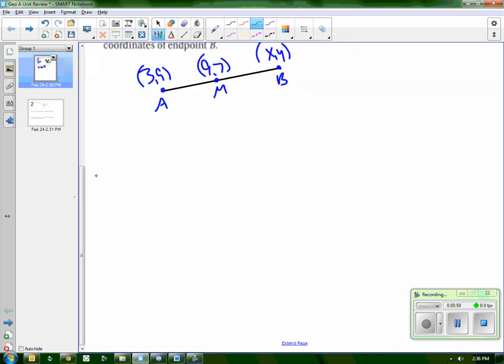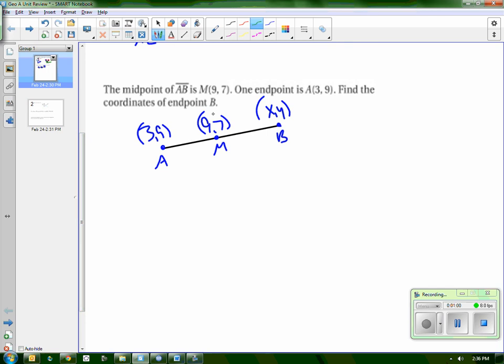This is one of the tricky ones where you've got the midpoint. They gave you the midpoint. They gave you one of the endpoints. I've got to find the other. So I'm going to call that my x and my y. To find the midpoint, you usually just average the x's and the y's. But here they gave you the answer, so you've got to work backwards a little bit.